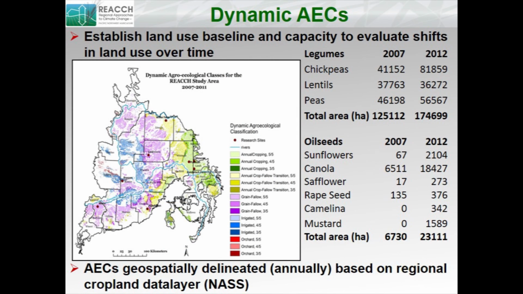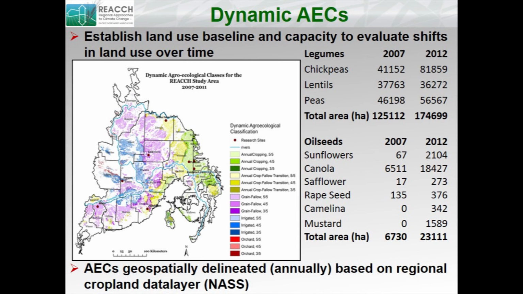Is it driven by weather or prices in terms of economics, et cetera? And so I think that's one of the things that can be done from the standpoint of using these kinds of data and analyses. But also you can assess what's occurring from the standpoint of the crops that are being grown in any given agroecological class.